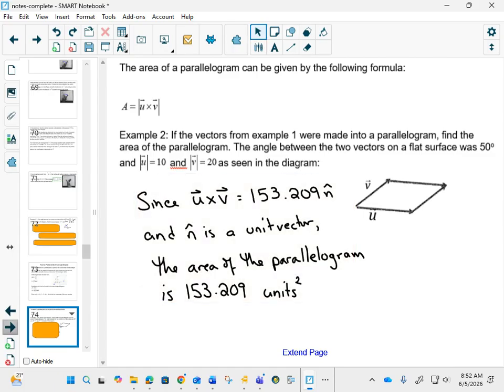So here's our example from before. In our example before, we found out the cross product was 153.209 n. This is given that this length was 10, this length was 20, obviously drawn beautifully to scale, but don't look too closely. And then the length of that was just going to be 153.209. Since it is an area, the units, whatever units we'd have, would be units squared. So if these units were centimeters, then this area would be centimeters squared.